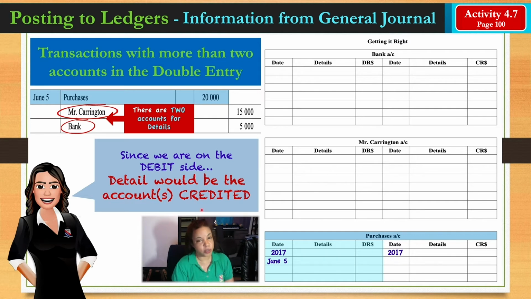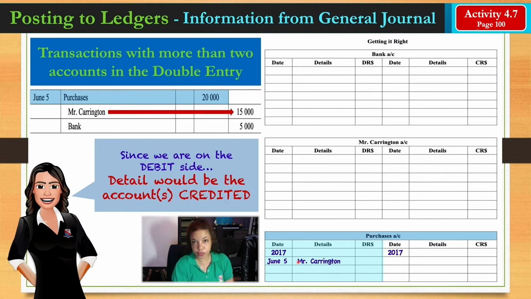So you're going to just follow the instructions simply. You're still on the debit side for purchases. You have June the 5th. You're going to put Mr. Carrington. That's your first detail. And how much was it for Mr. Carrington? $15,000. So the amount is $15,000. And then your second detail would be your bank account that was also credited. So you put June the 5th again, bank this time as your detail. And how much is the amount for bank? $5,000. So you just put $5,000 there.